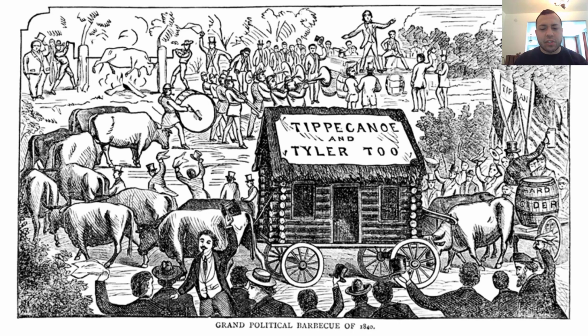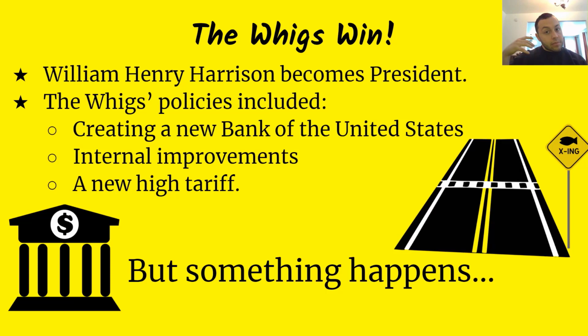In fact, I believe this was a postcard. So you can see this is how they try to present him and really try to sell him to the public. You can see the log cabin there, Tippecanoe and Tyler Too over that, and it's on wheels. So that's how they try to paint William Henry Harrison. And because Martin Van Buren was so unpopular, the Whigs win. William Henry Harrison becomes president.